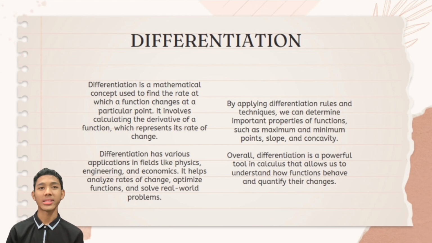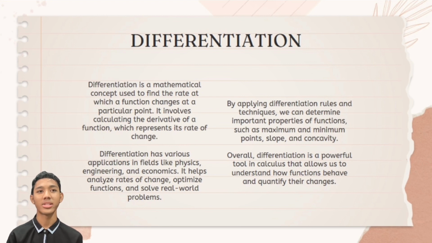Okay, so what is differentiation? Differentiation is a mathematical concept used to find the rate at which a function changes at a particular point. It involves calculating the derivative of a function, which represents its rate of change. Differentiation has various applications in fields like physics, engineering, and economics. It helps analyze rates of change, optimize functions, and solve real-world problems.